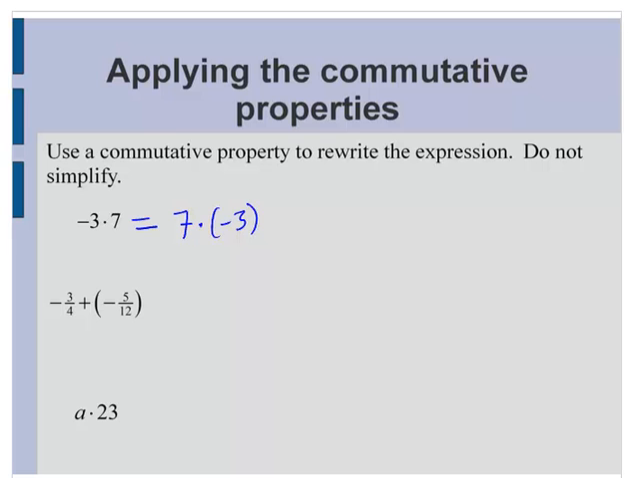-3/4 plus -5/12 is the same as -5/12 plus -3/4. We are allowed to change the order of additions or multiplications. Finally, a times 23 is the same as 23 times a. And remember that when we see something like this, 23 times a, we usually do not write the multiplication dot. Rather, we simply write 23a, and the multiplication is understood.